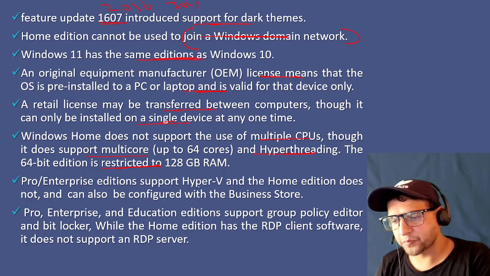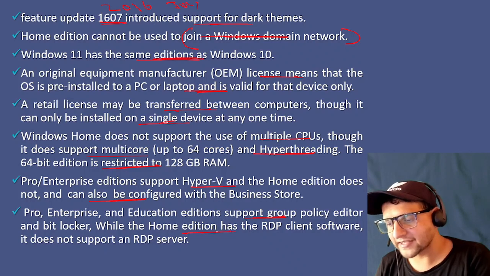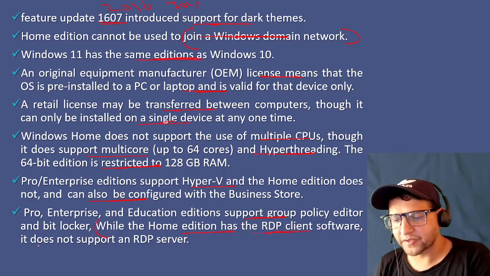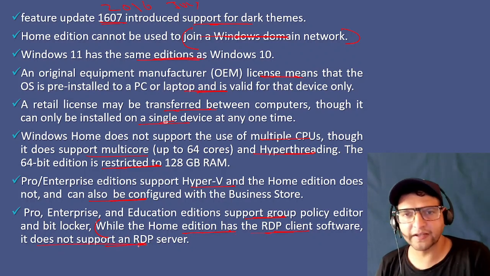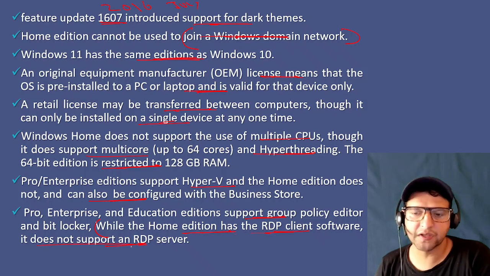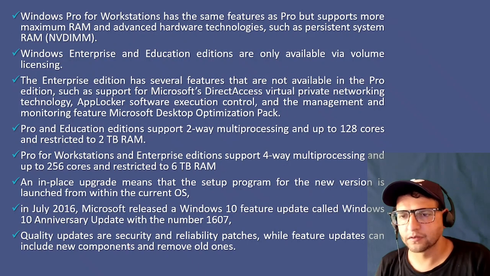Pro and Enterprise support Hyper-V and Home Edition does not. It can also be configured with Business Store. Pro, Enterprise, and Education support Group Policy Editor and BitLocker. Home has, guys, this is very important. Home Edition has an RDP client, but it does not have an RDP server. So what does that mean? You cannot connect to Windows Home, but from Windows Home you can connect to the server.